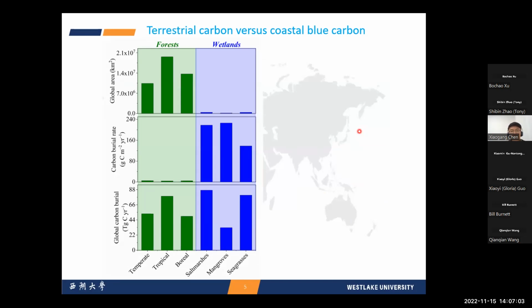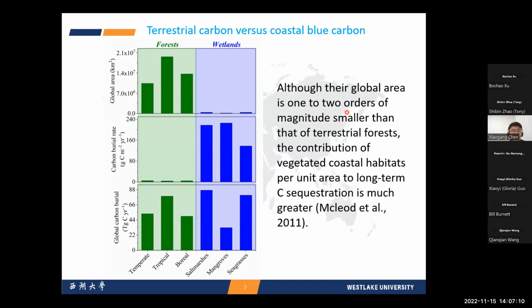And in this slide, when we compare the coastal blue carbon systems with the terrestrial forest, we can see here the global area of this coastal blue carbon system is 1 to 2 orders of magnitude smaller than that of the terrestrial forest, but the vegetated coastal habitat per unit area long-term carbon storage in these coastal blue carbon systems was significantly higher than the terrestrial forest. So we can see the global carbon burial from these blue carbon systems is equivalent to that from the terrestrial forest.